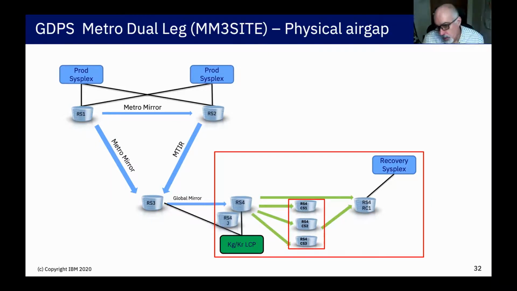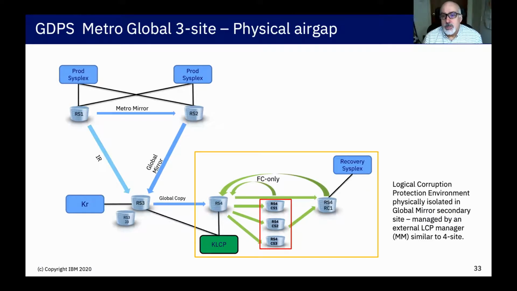Almost identical, but not quite the same, is for if it was dual leg Metro Mirror. And likewise, almost the same is Metro Global 3 site. Again, we have a global copy session off the GM secondaries, and we can pause Global Mirror and enable this device to become consistent, take the safeguarded copy, and then resume Global Mirror.